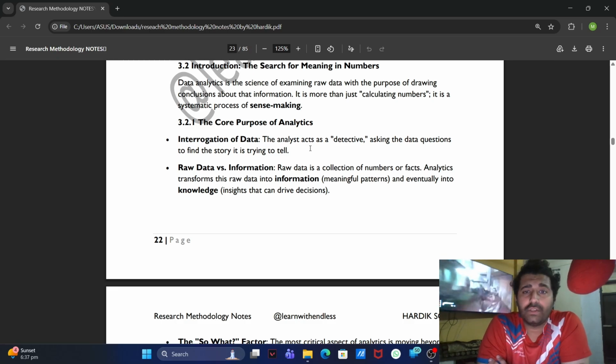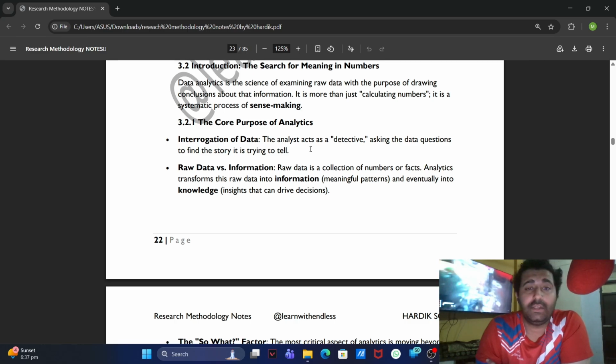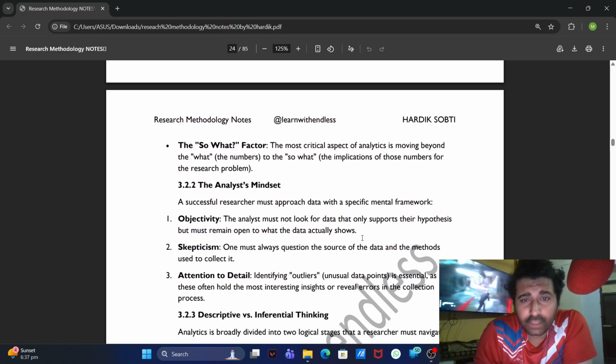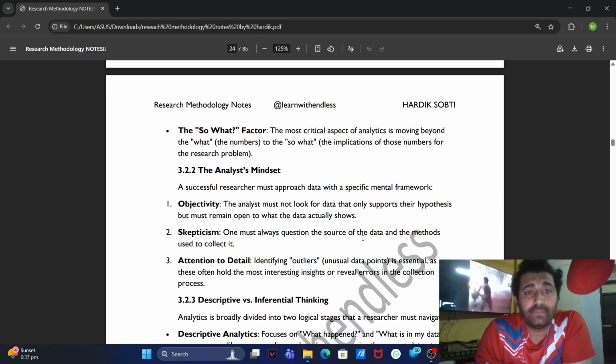Raw data is a collection of numbers or facts. Analytics transforms this raw data into information, meaningful patterns, and eventually into knowledge, insights that can be derived through the so what factor. The most critical aspect of analytics is moving beyond the what, the numbers, to the so what, the applications of those numbers for research.